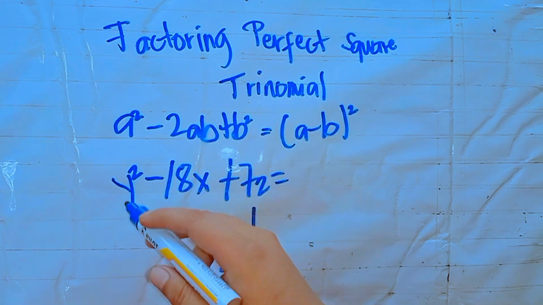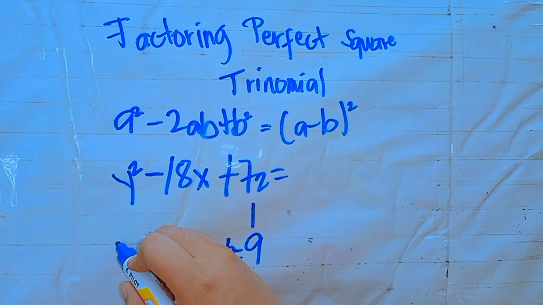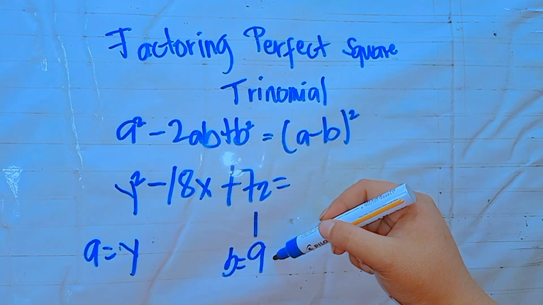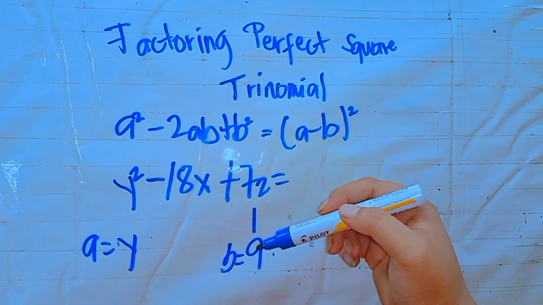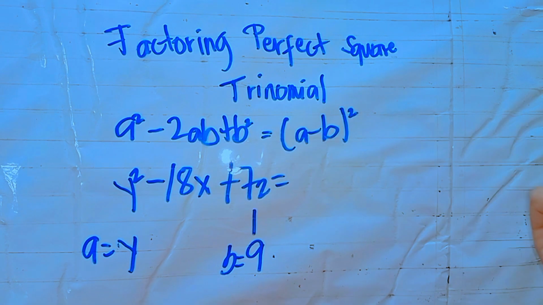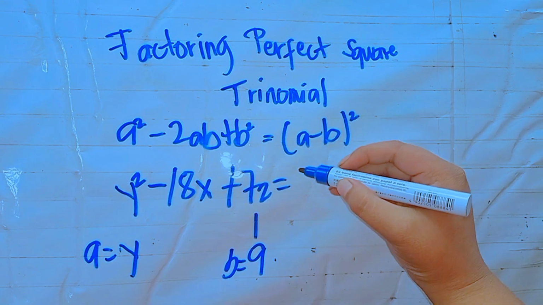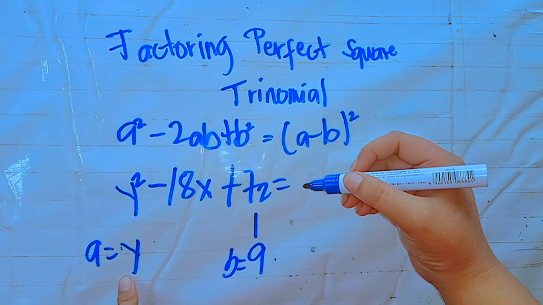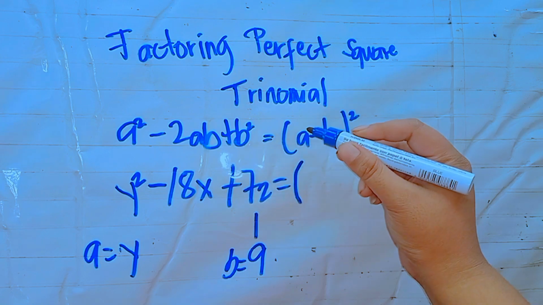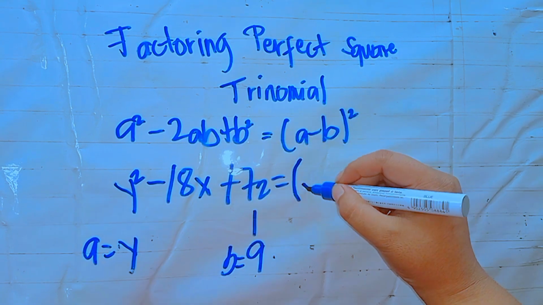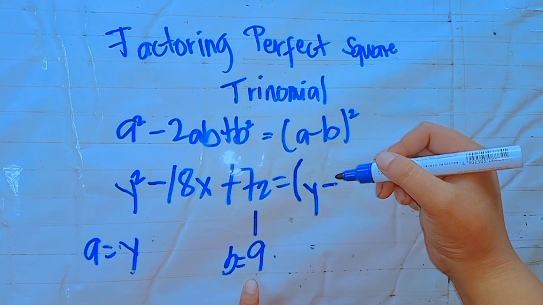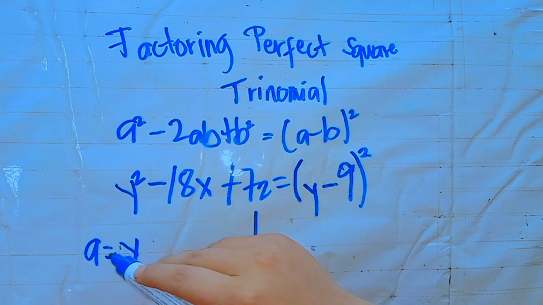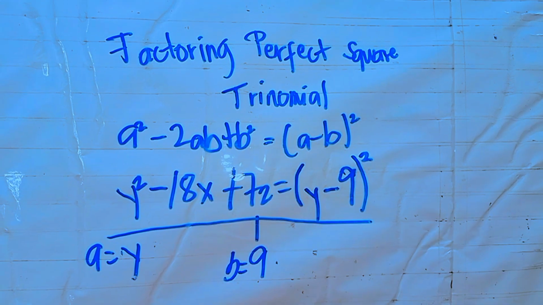And the square root of the first term is y, so a is equal to y. So 9 times 2 is equal to 18, so this is a perfect square trinomial. Now let's solve this. The a is equal to y and b is equal to 9. In parentheses, a, so it's y, minus b, 9, then squared. This is how you factor a perfect square trinomial.